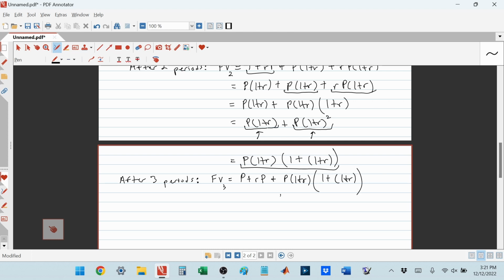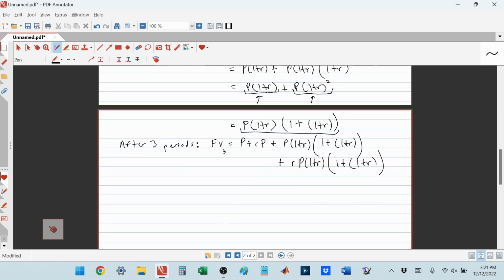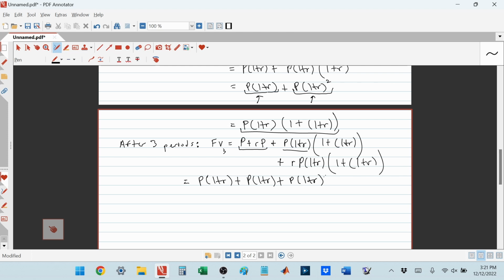And we have the interest earned on that. We have all of this in our account at the end of period 3. So if we just do a little algebra, this becomes P times (1 + r). I'm going to multiply this through again. We're going to go backwards. So P times (1 + r) times 1 is that, plus P times (1 + r) times (1 + r) is P times (1 + r) squared.